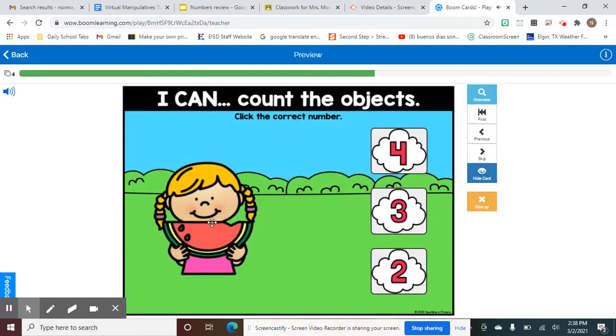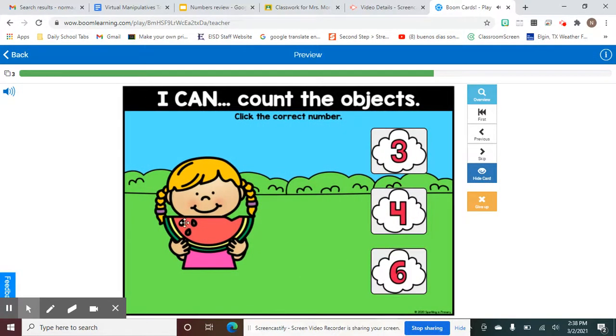Let's count the seeds. 1 and 2. Which one is 2? Top, middle, or bottom? Bottom. But before I click on that, what number is this then? That's number 4. What number is this? That's number 3. So this is number 2. So this is the answer.